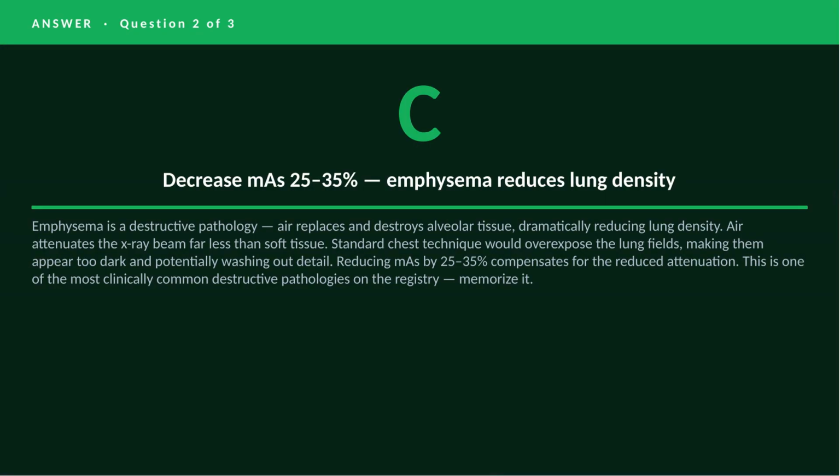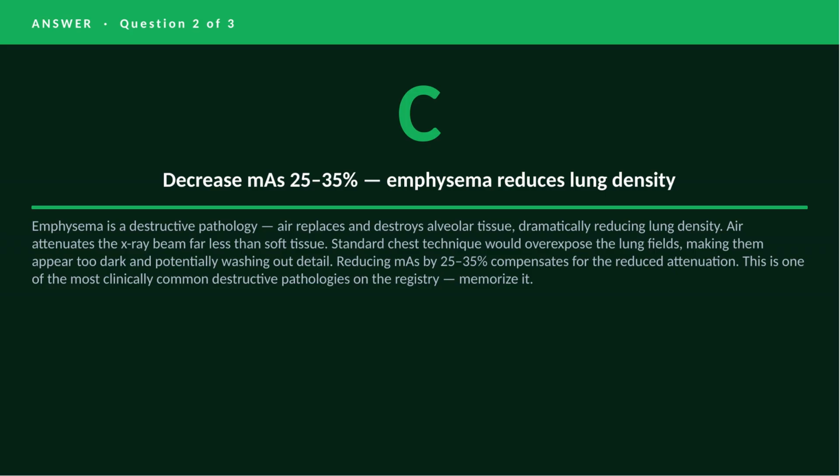The answer is C. Decrease MES 25 to 35%. Emphysema is a destructive pathology. Air replaces and destroys alveolar tissue, dramatically reducing lung density. Air attenuates the X-ray beam far less than soft tissue.